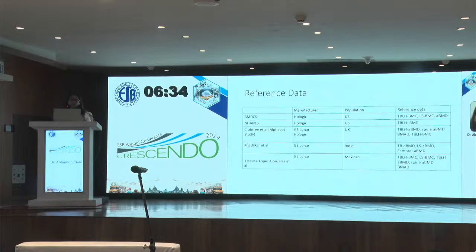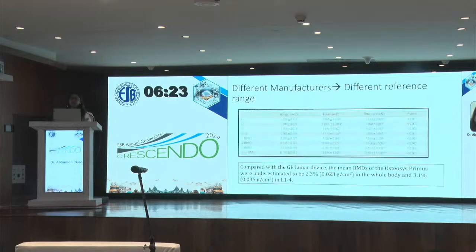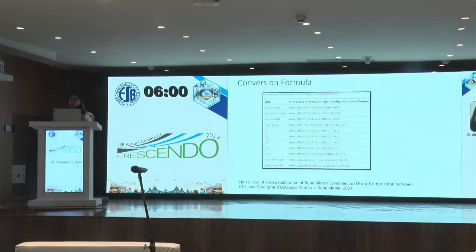So there are various reference data available depending on the various machines. Again, as I have told you, the reference data are not interchangeable. Different manufacturers give different reference data. If we see the lumbar scans of Hologic, Lunar and Osteosys, the Lunar gives the highest reference range. Compared to the GE Lunar device, the BMD in the Osteosys machine was underestimated. So as compared to Lunar, it can be underestimated in Hologic as well as Osteosys Primus. So we have to be very careful about what machine we are using, and we should follow up the patient with the same machine.